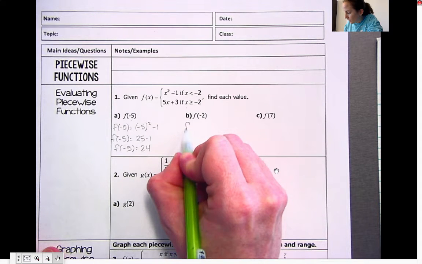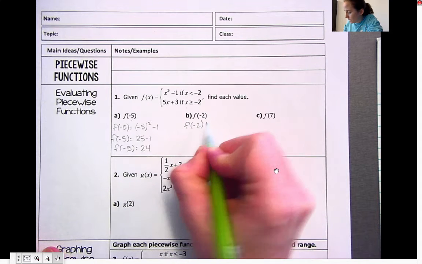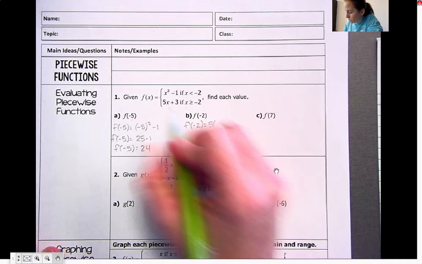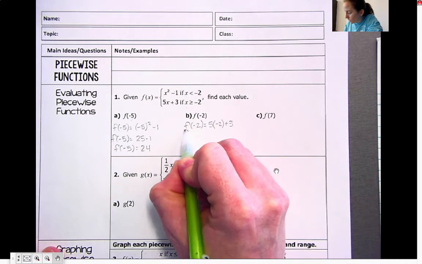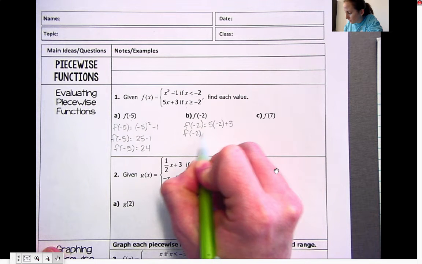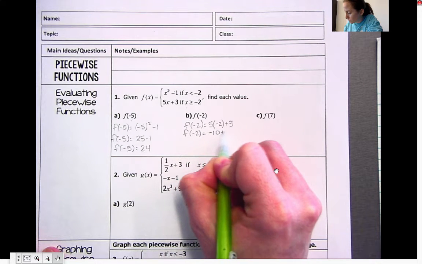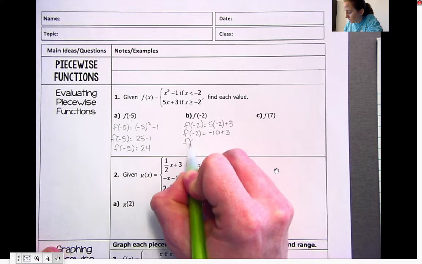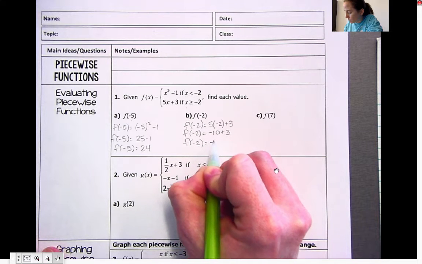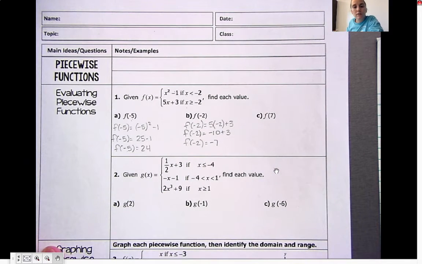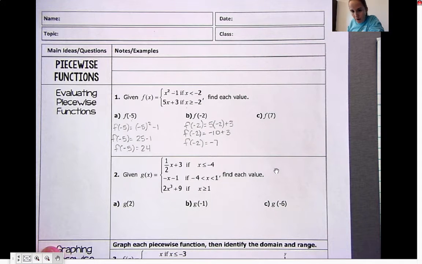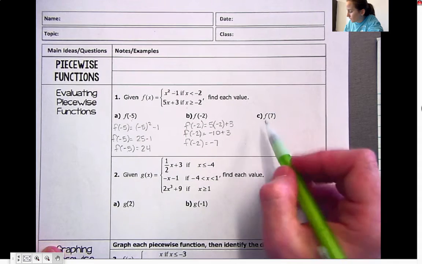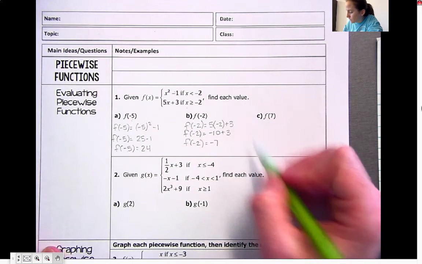So f at -2 equals 5 times -2 plus 3. So f at -2 equals -10 plus 3. F at -2 equals -7. Again, if I wanted to graph this, I'd go over to -2 on the x-axis, down to -7 on the y-axis. Okay, and then evaluate f at 7.